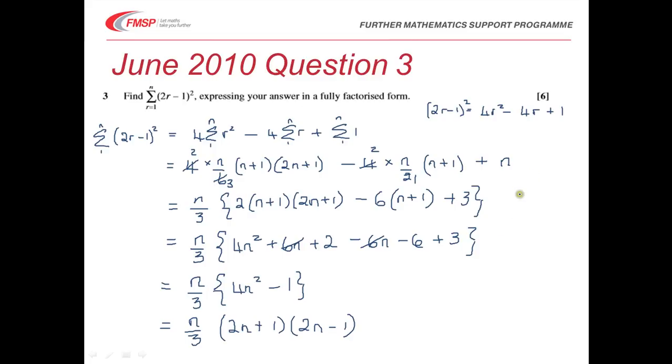You get a method mark then for attempting to factorise, and an accuracy mark if you've taken out this factor of n and you've ended up with a quadratic, any quadratic. You then get an accuracy mark if you have the correct quadratic and you've put it in a fully factorised form. So 6 marks.